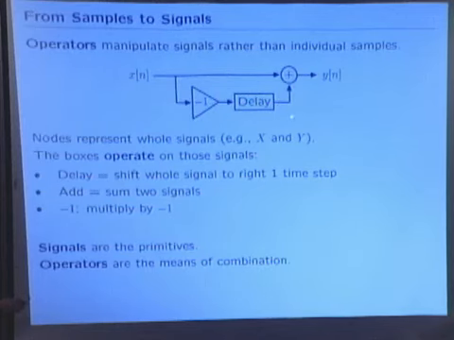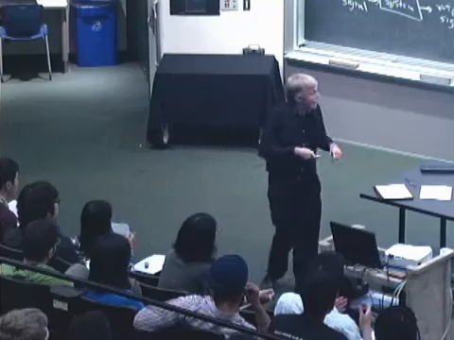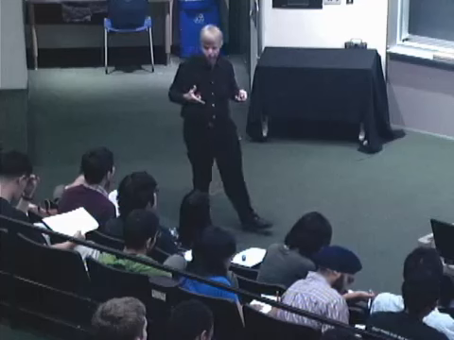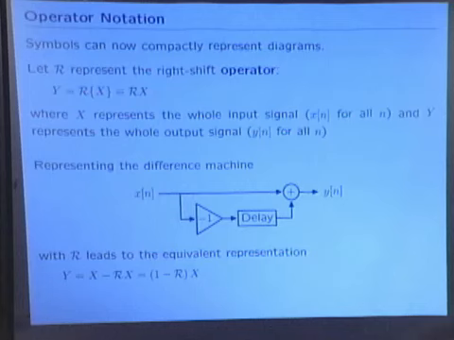This signal goes through a delay box to give us a delayed inverted signal. The delayed inverted signal gets added to the original signal, and that gives us an output signal. So we think about the nodes being whole signals, and the boxes being operators on signals, not samples. That's a huge difference. And to be explicit about that, we'll develop a notation.